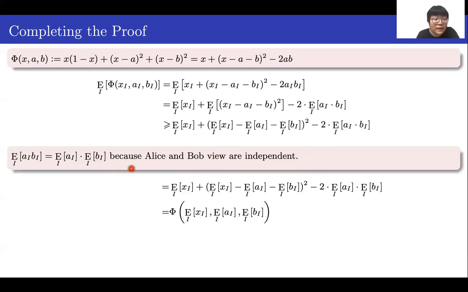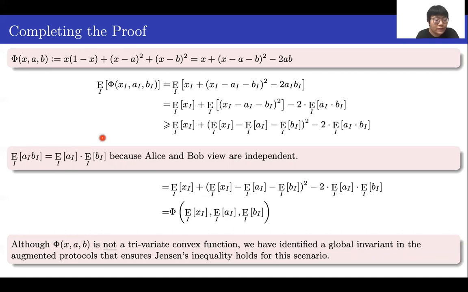Now finally, we note that because Alice and Bob's views are independent, the expectation of a_i times b_i is exactly the expectation of a_i times the expectation of b_i. Therefore, we have this identity. Now note that this equation is exactly in the form of the second form. So now we can write it back as the potential function with input expectation of x_i, expectation of a_i, and expectation of b_i. We want to stress that although this phi function is not a trivariate convex function, we actually prove that Jensen's inequality holds for this scenario. This is because we identify a global invariant, which is this, in the augmented protocol that ensures that Jensen's inequality holds.